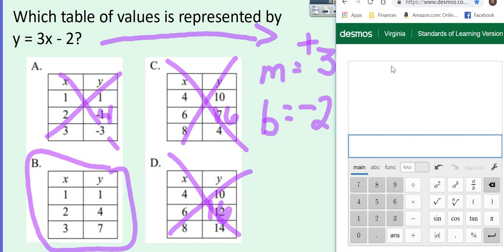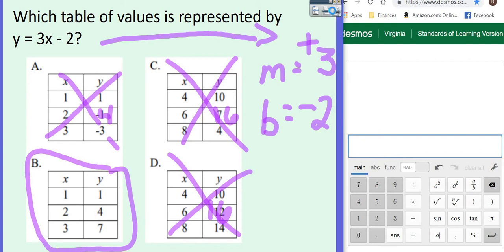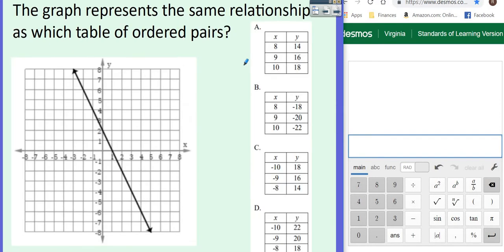This Desmos calculator is a godsend. It makes life pretty darn easy. So take advantage of it. Let's see what's next. It says the graph represents the same relationship as which ordered pair.